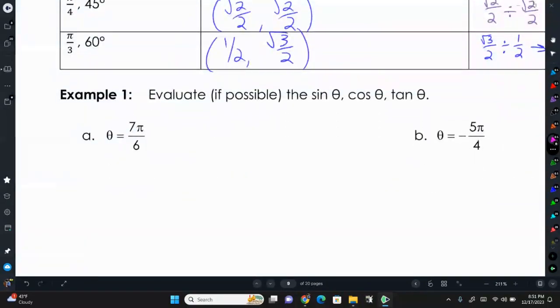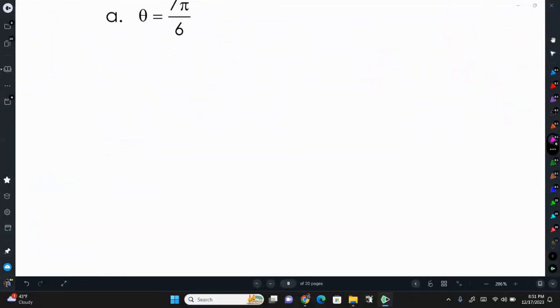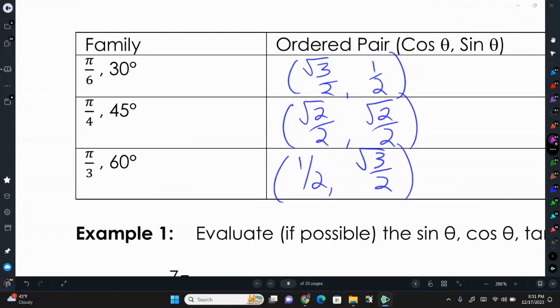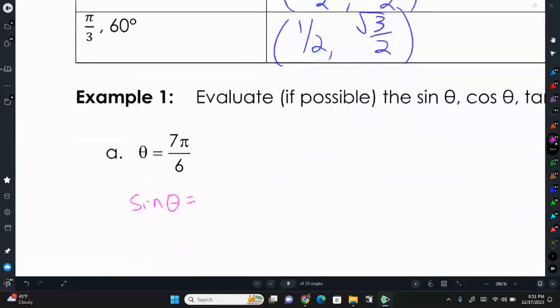So down here, evaluate if possible the sine, cosine, and tangent. So the sine of theta, 7 pi over 6, well, the pi over 6 family has a sine value, or a y value, of 1/2. Cosine of theta is square root of 3 over 2. Now this angle is in quadrant 3, so both of these have to be negative.